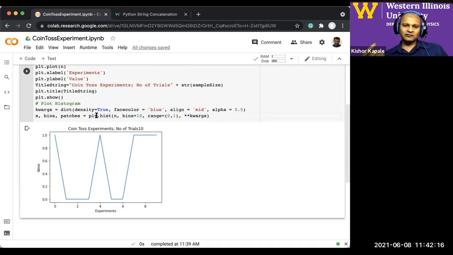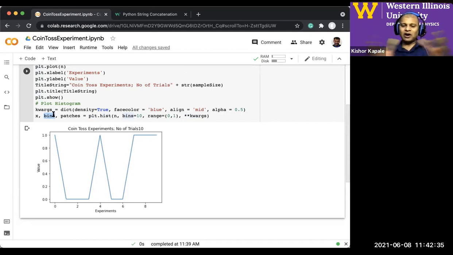And then the values that it gives you, the x, that means the frequency per bin. And bin means, if you have, let's say you have a range 0 to 10, you could decide the bins to be, first bin should be 0 to 1. So if the number lies between 0 to 1, that will be the first bin.